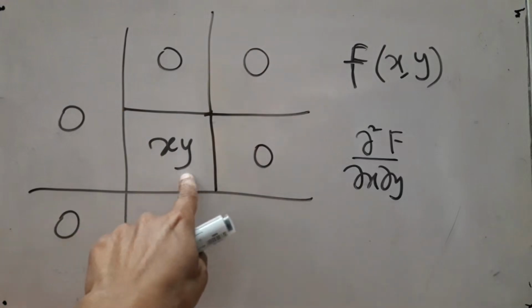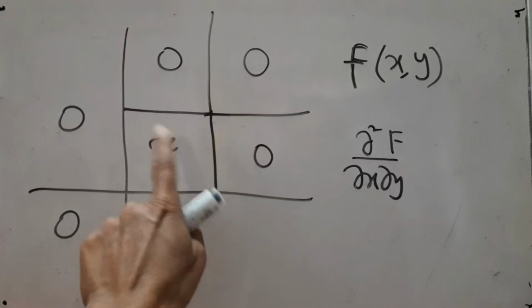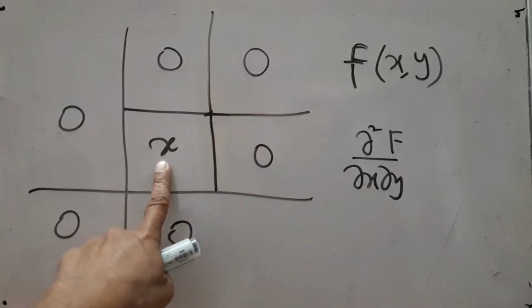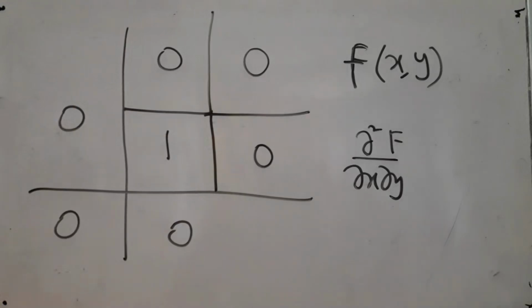Now if I partially differentiate this with respect to y, what do I get? I get this. Now I partially differentiate this with respect to x, what do I get? I get 1, and indeed that was the joint density that we had started with when we arrived at this particular joint CDF.